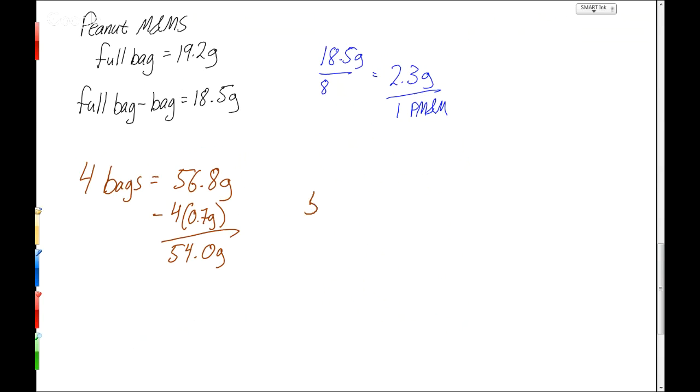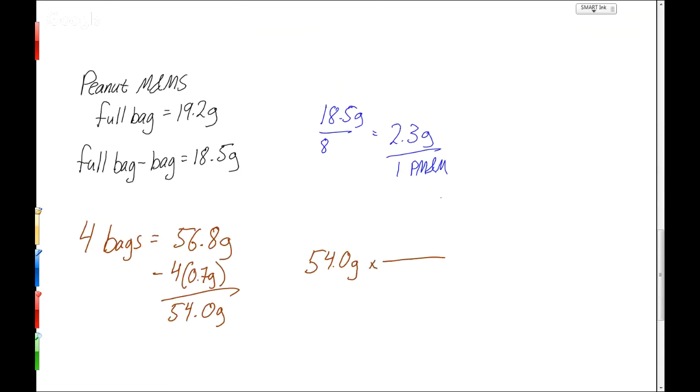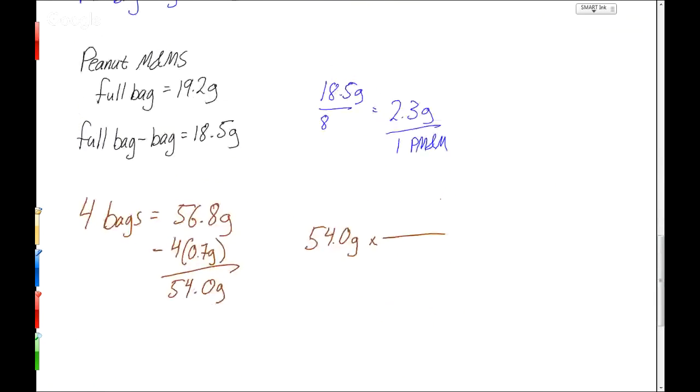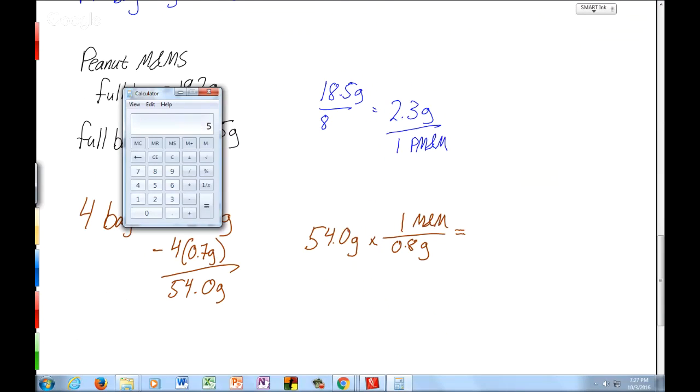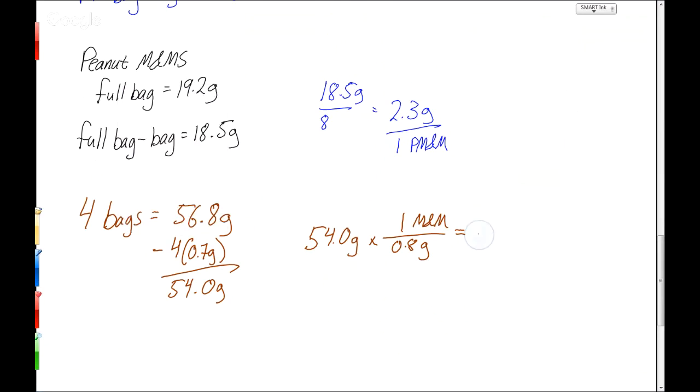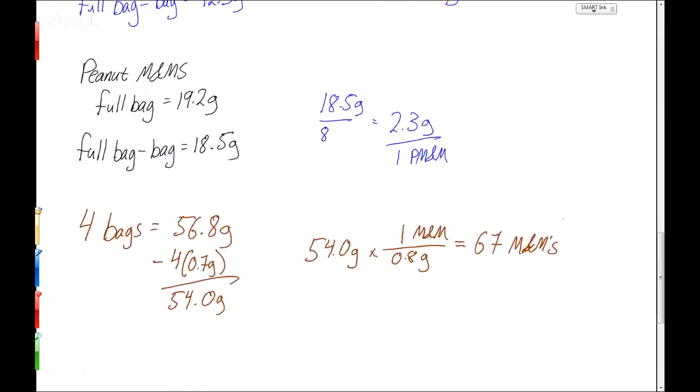We can take those 54 grams, multiply that by our unit of 0.8 grams per M&M. And get, we'll say 67 or 68. With what we figured before was 15 M&Ms.